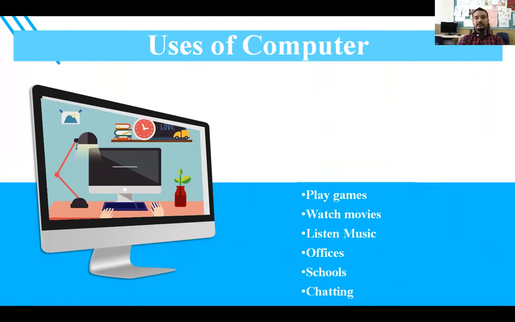So mainly we play games using our computer. We watch movies. Do we watch movies? Yes, we do. We listen to music. We use computer for the offices, for schools, for chatting, or for sending mails and all that. So we use computer for many purposes. This was about the uses of computer.